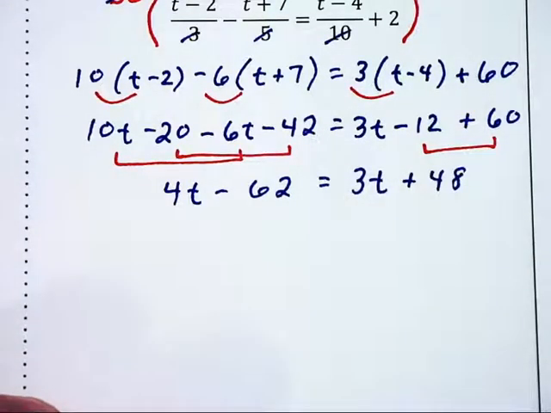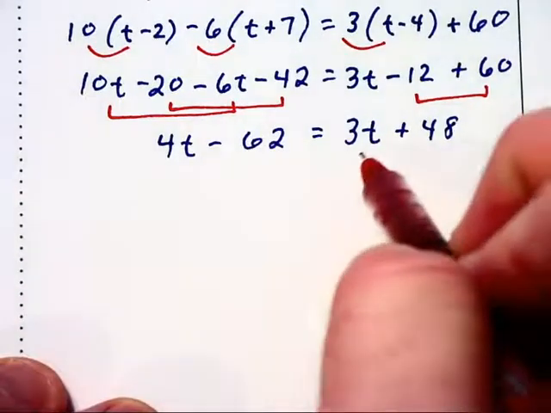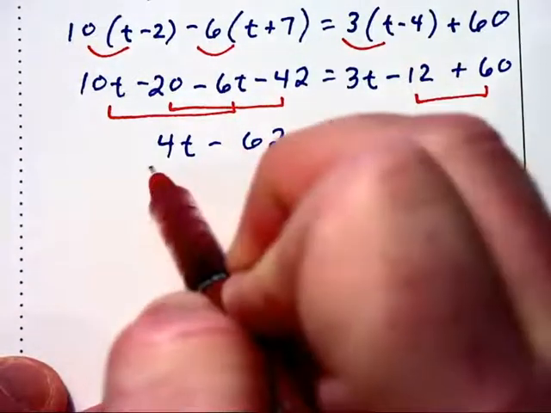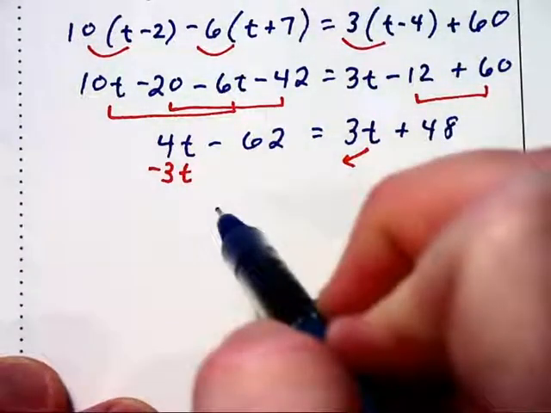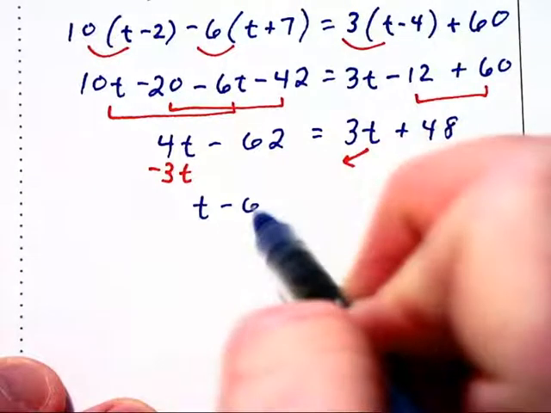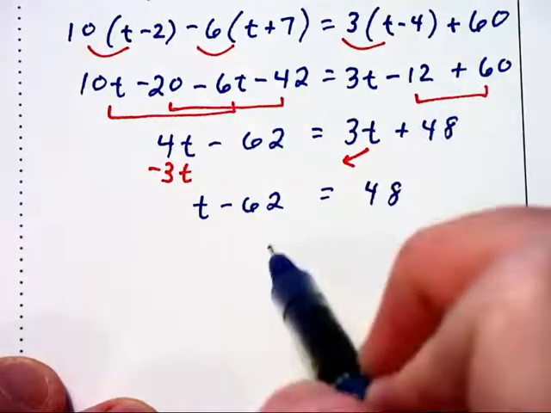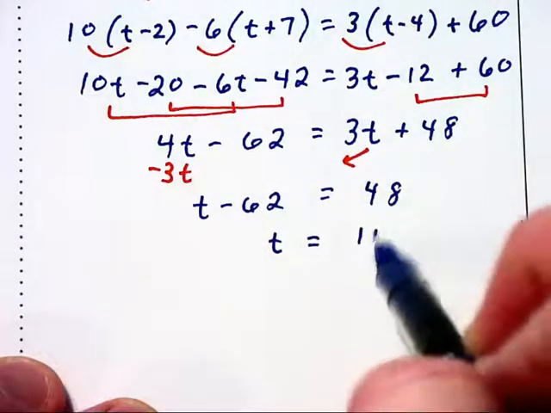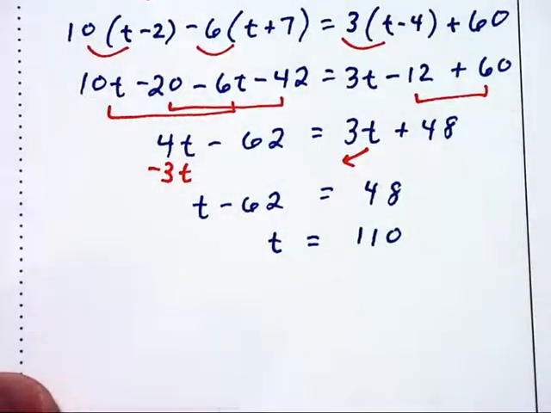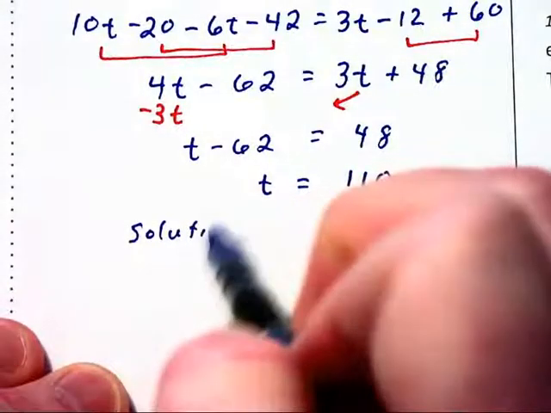We have variables on each side of the equation, and so we now want to get them all to one side. I'm going to subtract 3t off of each side of the equation, and the left side becomes t minus 62 equal to 48 on the right. Adding 62 to both sides gives us t equals 110, and our solution set can be written as {110}.